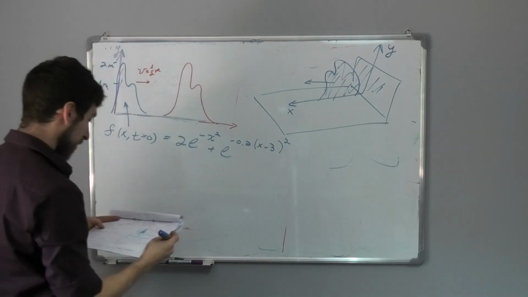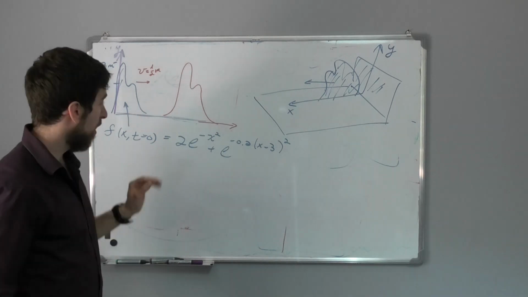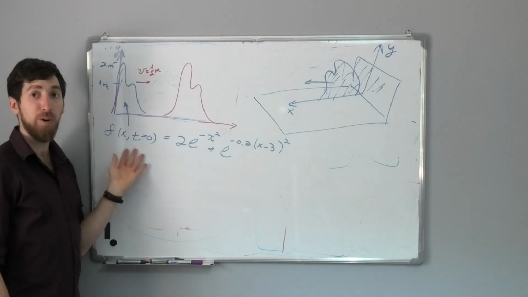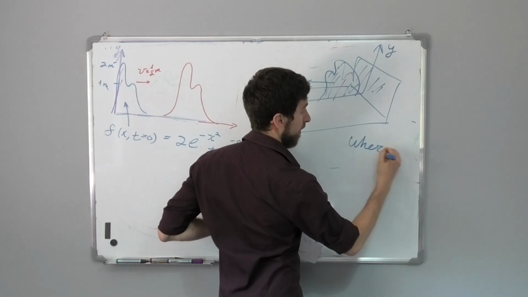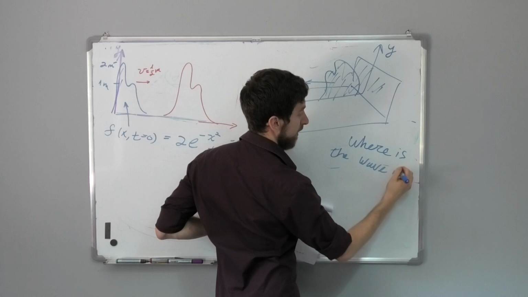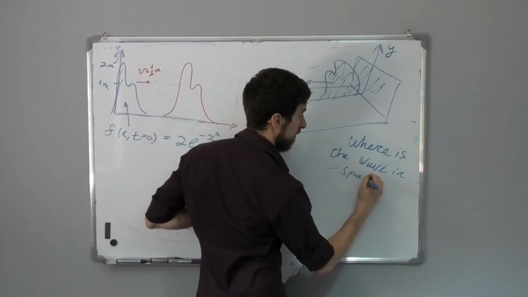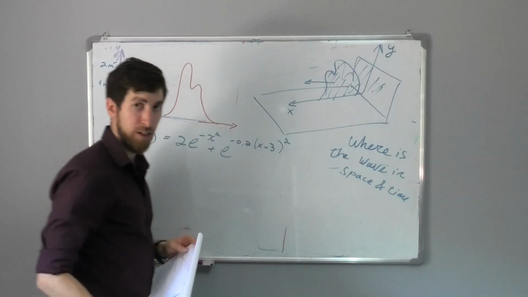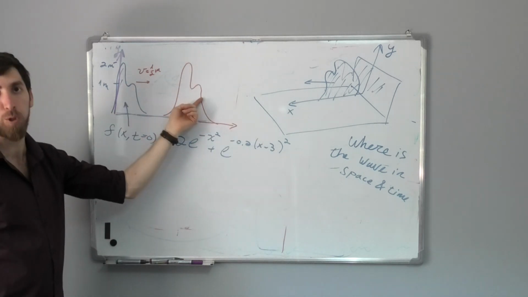So let's continue the question. The first idea is to apply what we did in the warm-up. What is the general formula in terms of time for where the wave is located? So where is the wave in space and time? Okay, so what we said, if we go in the positive direction of x, we are moving in the positive direction, good.